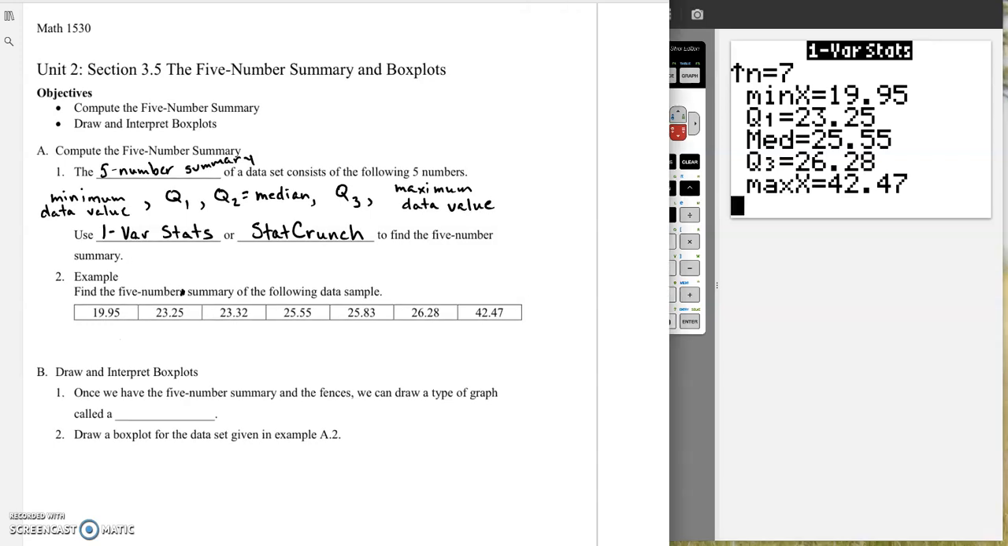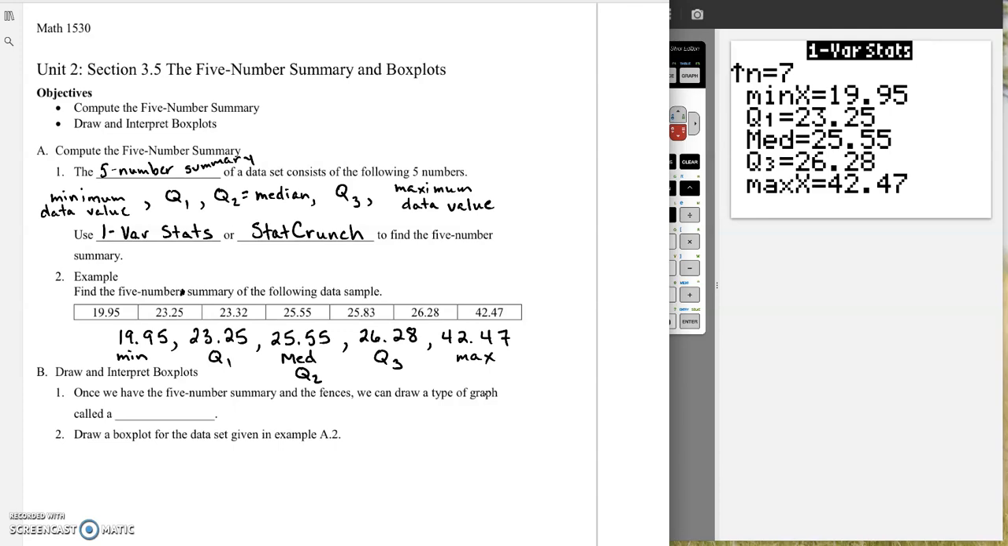So in this case, we have 19.95, 23.25, 25.55, 26.28, and 42.47. And remember, that's the minimum data value, the first quartile, the median, which is also the second quartile, the third quartile, and the maximum data value.